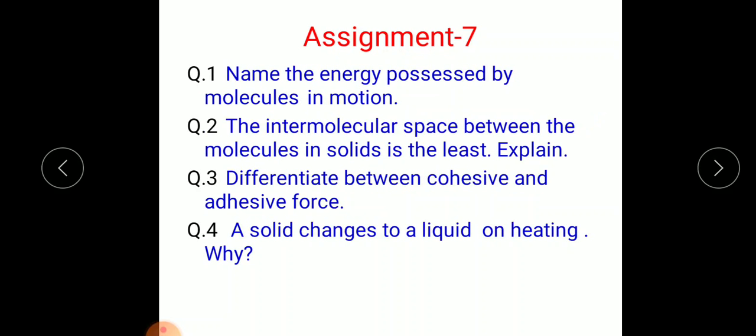Now, based on today's lesson, I've got assignment 7. Question number 1, name the energy possessed by molecules in motion. Question number 2, the intermolecular space between the molecules in solid is the least. Explain why it is so. Question number 3, differentiate between cohesive and adhesive force. And question number 4, a solid changes to a liquid on heating. Why? Explain it. So complete this assignment and send it in my mail.